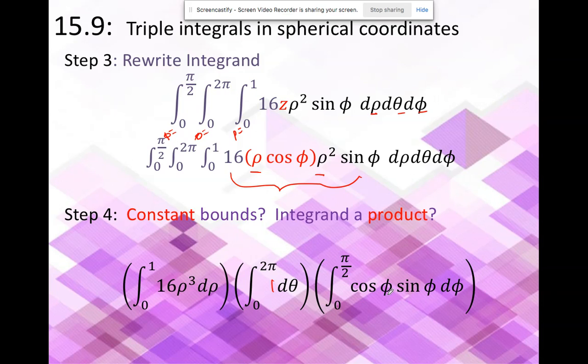And then I collected everything that had a phi, so I have a phi here and a phi there. So this integral is just going to be 2 pi. Here you're going to have rho to the 4th over 4. And then that other one, if you trust me, I'm going to use u substitution on that.